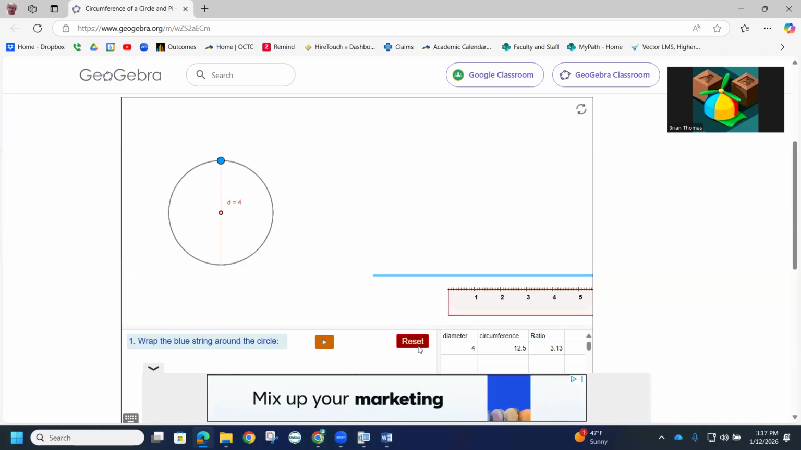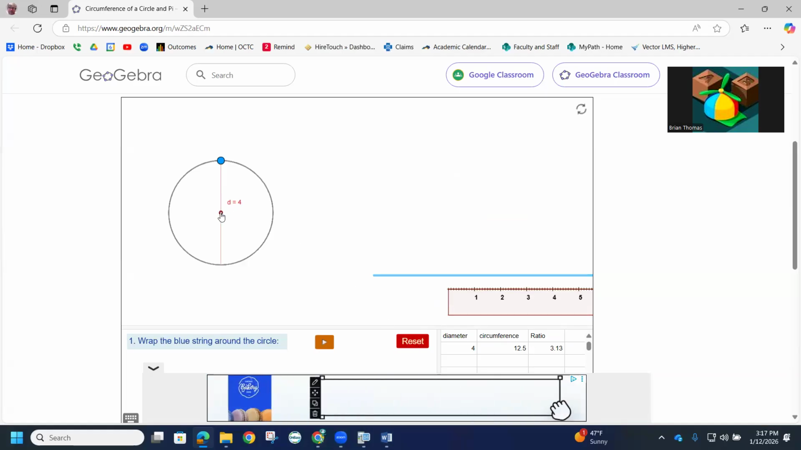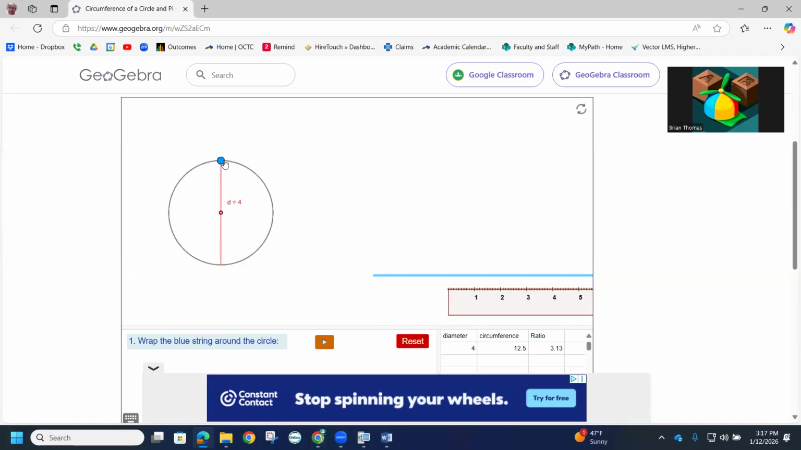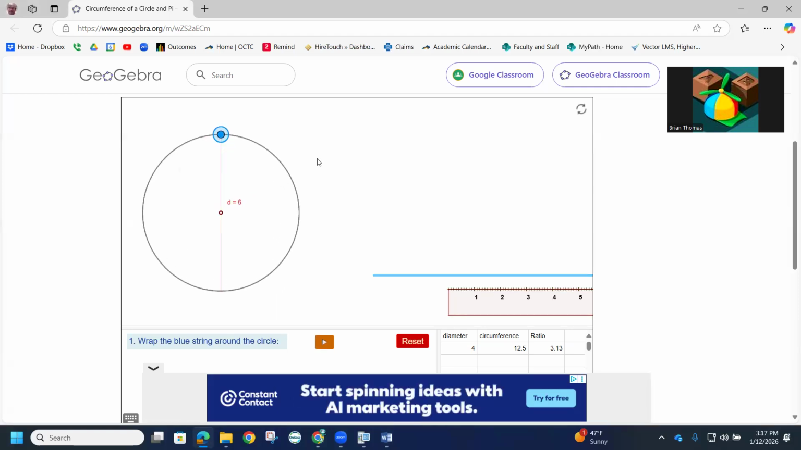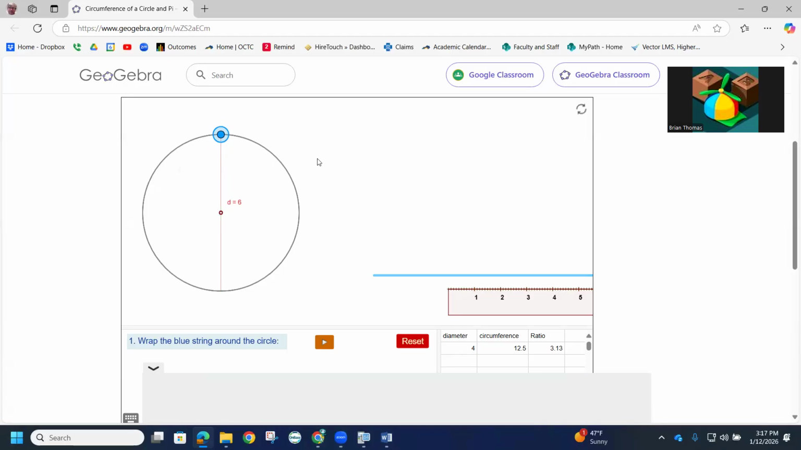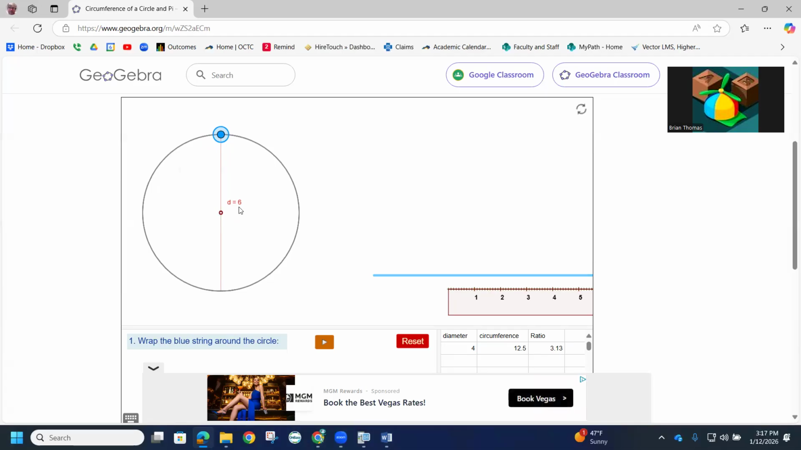So if I do one more example, let's see if I can change this diameter. We'll use a circle here and see if we can make it a different diameter. Let's see. Let's use 6. So right now we know that the circumference should be a little over three diameters. So it should be like 3 times 6 would be 18. Our circumference should be around a little over 18.